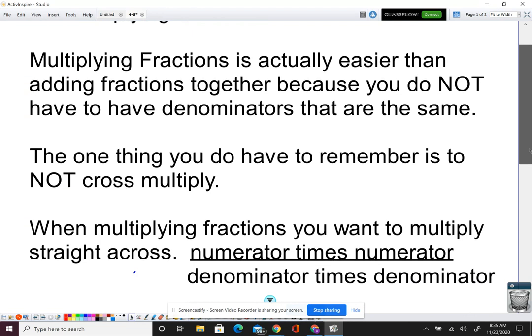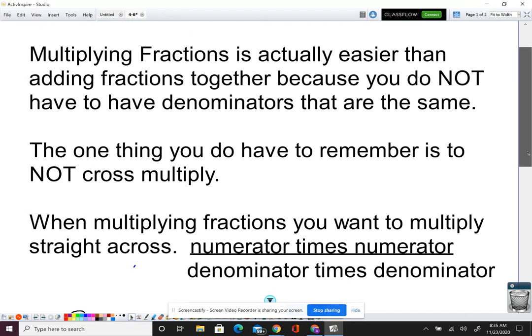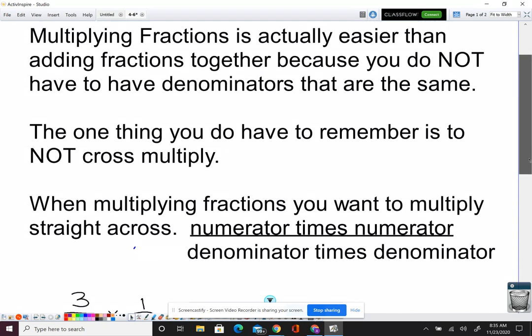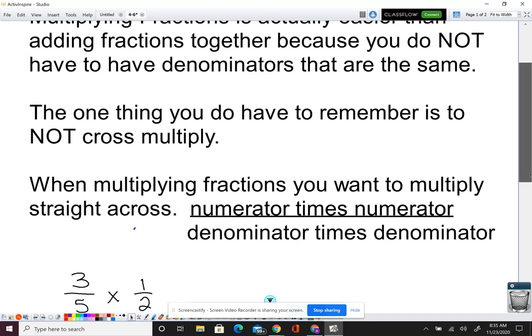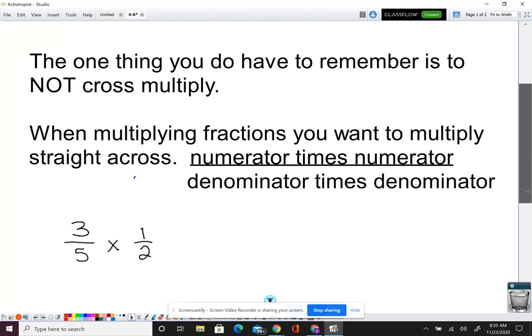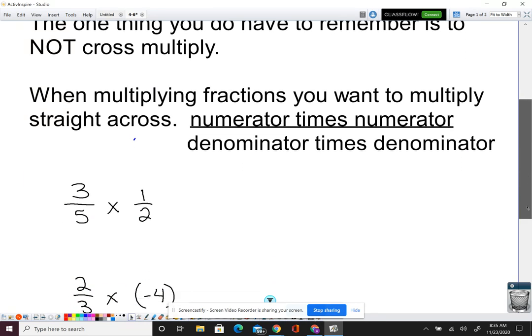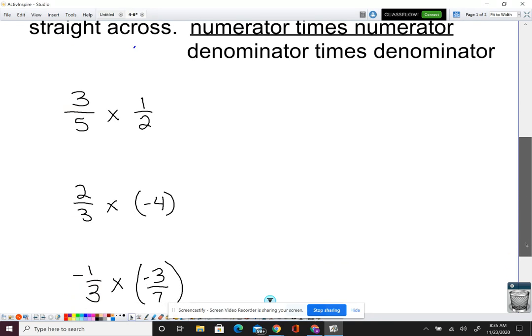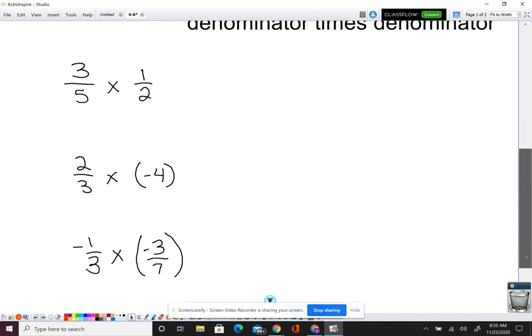When we were solving proportions, we had a fraction equal to a fraction. And when we have the equal sign between fractions, we cross multiply to solve for our missing variable. But when we're multiplying fractions, all we do is multiply straight across. So here are 3 problems.